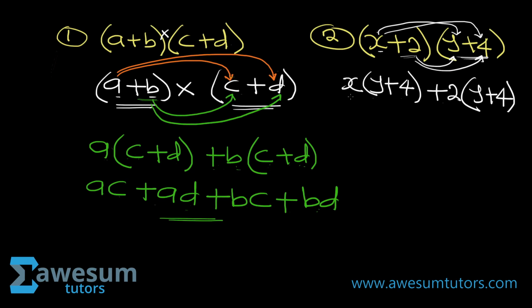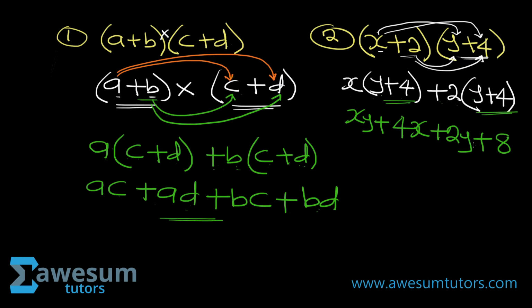Okay, x times y, xy, plus x times 4, 4x. Okay, that is that. You have been able to use x to open up this bracket. Now let us open up this bracket. Okay, 2 times y is going to give you 2y, and this is plus 2, right? So it's going to give you plus 2y, plus times plus, that's like signs, gives you positive. 2 times 4 gives you 8. Very good, guys, very good.